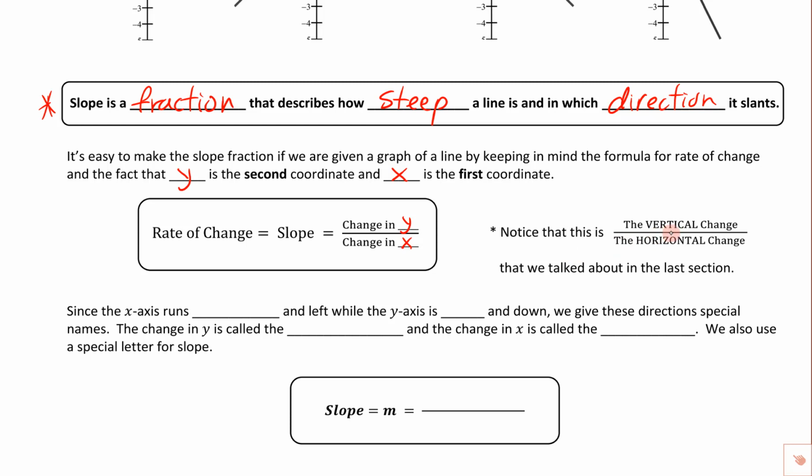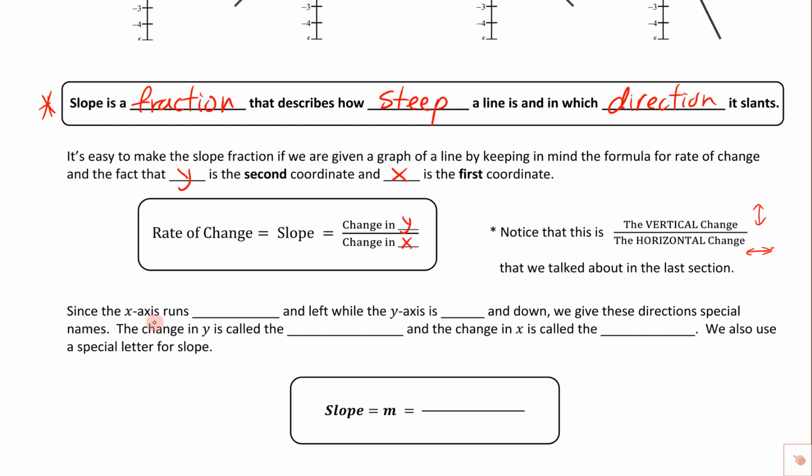Now you'll notice that this is the same as when we were talking about the change in the vertical over the change in the horizontal in the last couple of sections. So we're always going to put the vertical change, that up and down portion, over the horizontal change, whether we go to the right or the left. We've talked about that for a while, and now we're going to make it even easier.